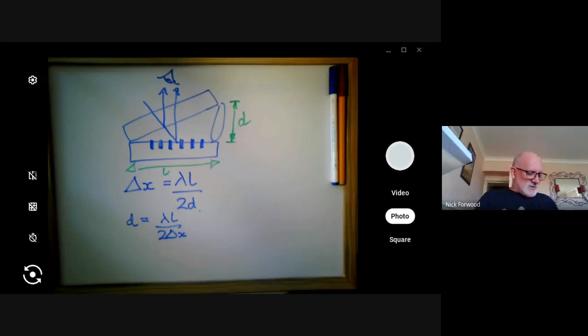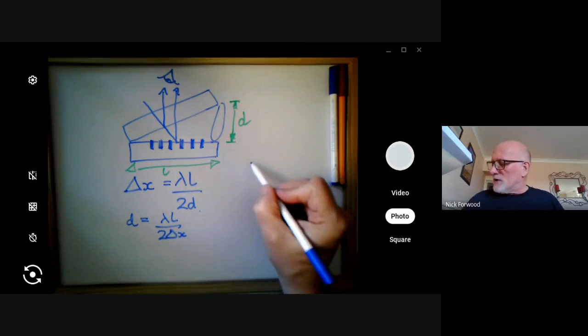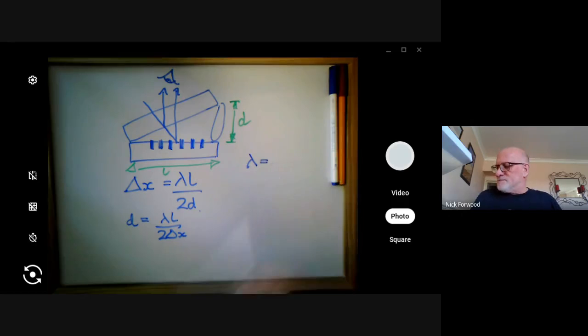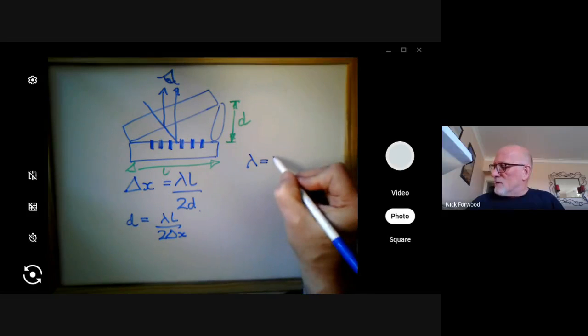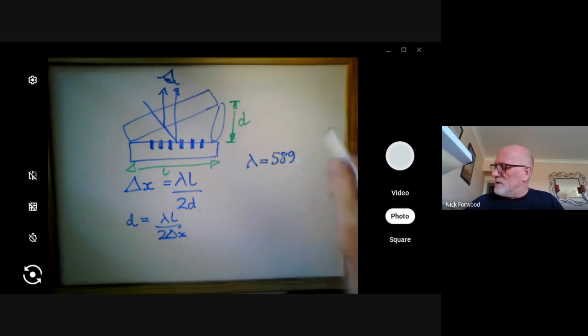So what information have we got so far? We need to know what lambda is, the wavelength of the sodium light that we're actually using. Hopefully at least one person has done it, and you can just Google it and get an answer. It's 589, yes. Okay, we use 589 nanometers then. Good, that's lambda.